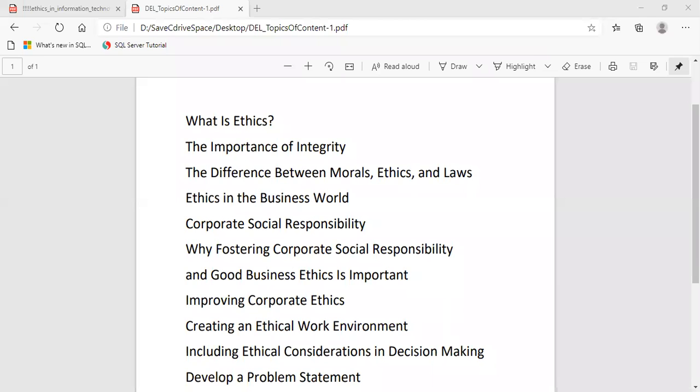So let's start with the definition of ethics. Ethics is a set of beliefs about right and wrong behavior within a society. Ethical behavior conforms to generally accepted norms, many of which are almost universal. However, although nearly everyone would agree that certain behaviors, such as lying and cheating, are unethical, opinions about what constitutes ethical behavior can vary.